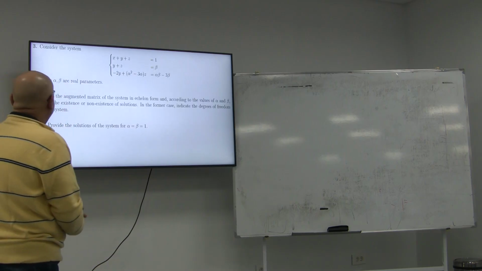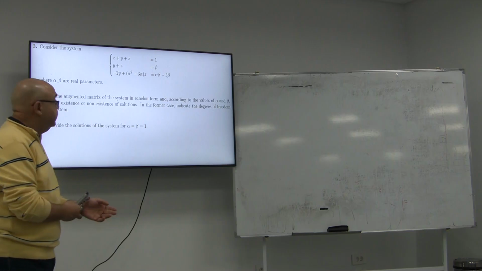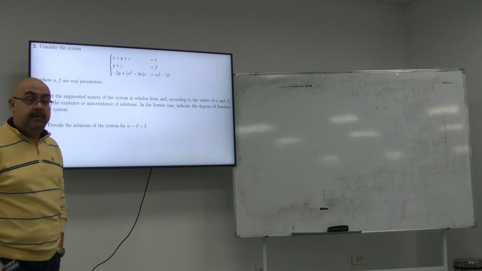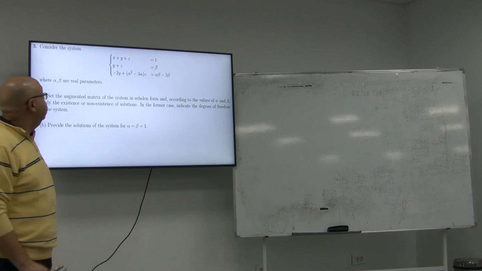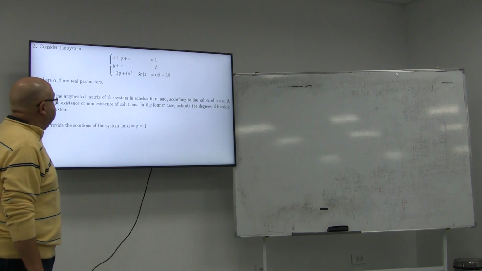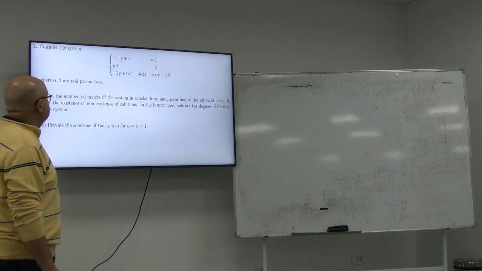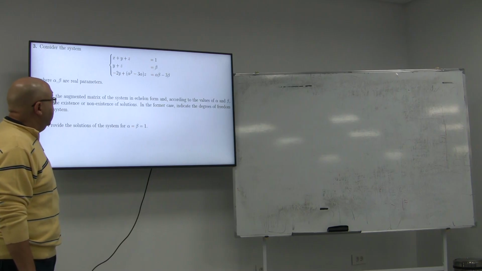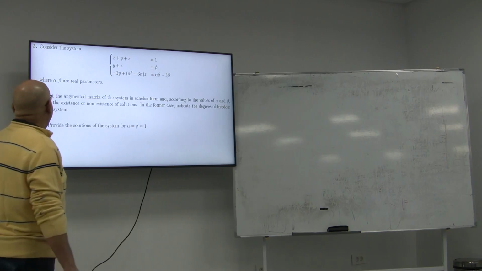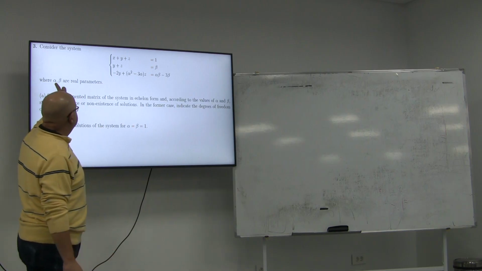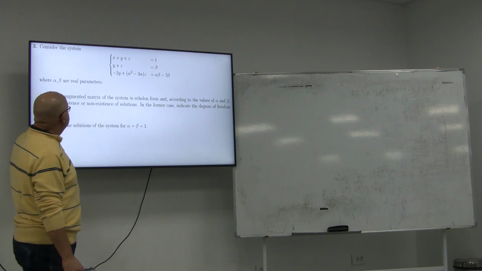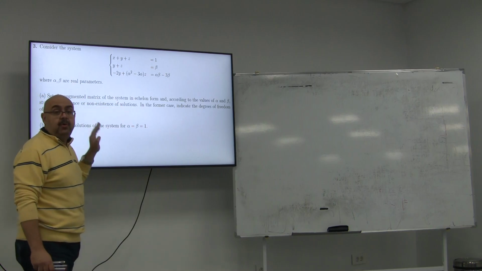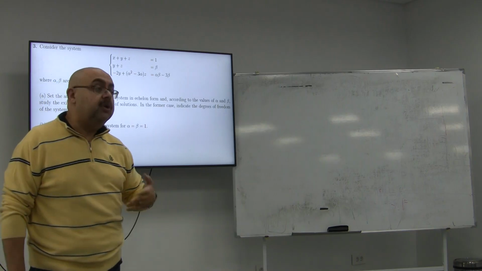This problem is really very important. This is the third one. We will consider the system: x plus y plus z equals 1, then y plus z equals beta, then negative 2 of y plus alpha squared minus 3 alpha times z equals alpha beta minus 3 beta. For this system, when alpha and beta are real parameters, set the augmented matrix of the system in echelon form. Of course, it also helps you, and that's good.